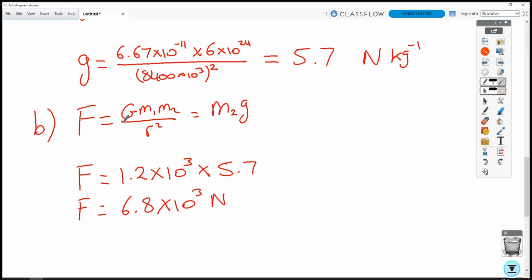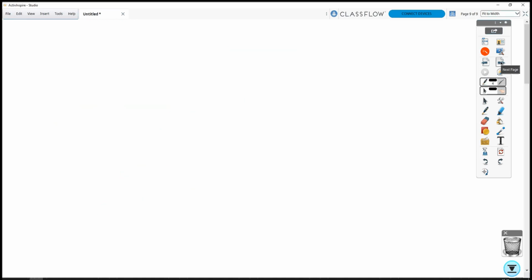Is that right? All right. So let's write down a title: inverse square law.